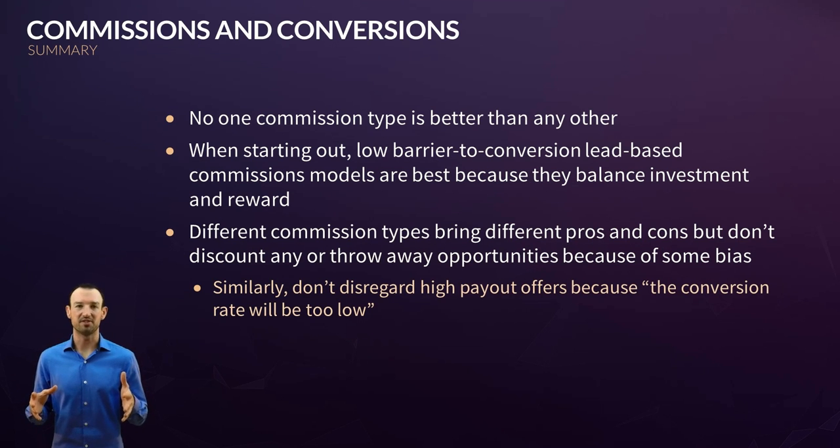So to conclude there, no one commission type is better than the other. They all have pros and cons. You should probably be able to see a pro and a con in every one of these different commission models. When you're starting out, it's best to go for the low barrier to conversion lead-based commissions like cost per lead and single opt-in, double opt-in app installs, because they're kind of the best balance of investment in terms of your campaign and your data and the reward you get. There's disadvantages to that, but when you're starting out, it is definitely the most advantageous path to take.